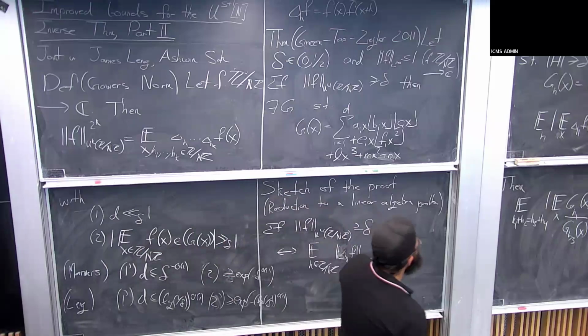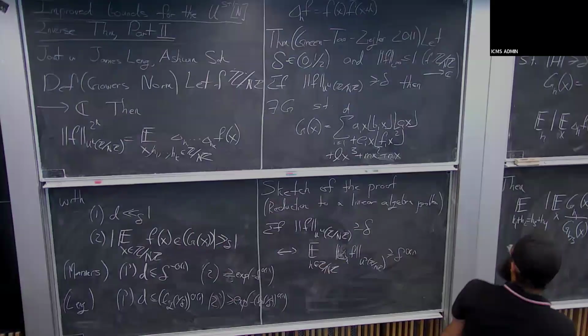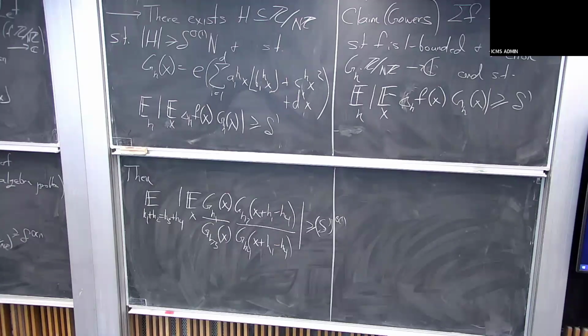Okay, so before diving in, I think many more people are familiar with the proof of four-term arithmetic progressions due to Gowers. I'm going to claim that this looks like that.